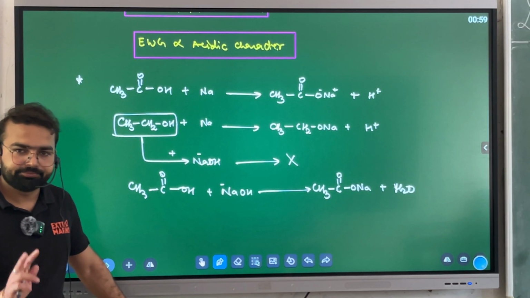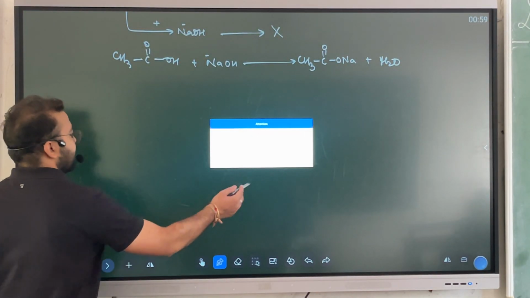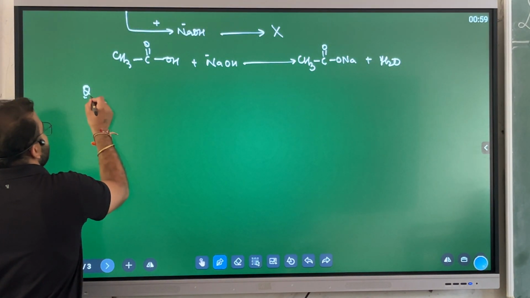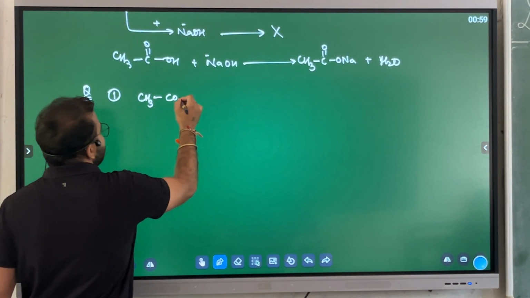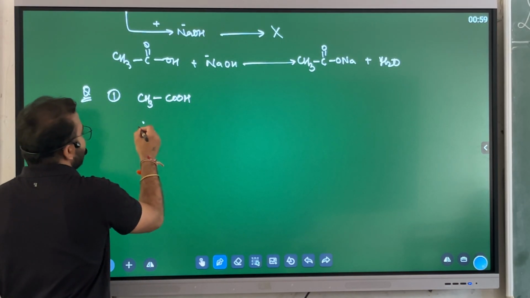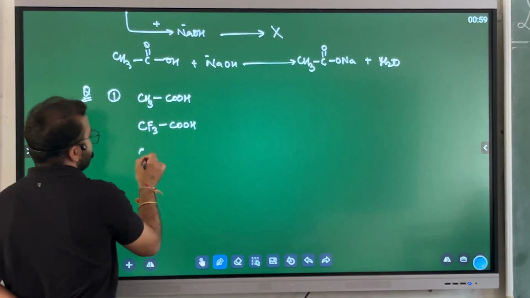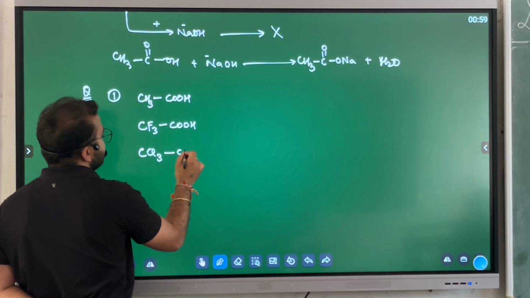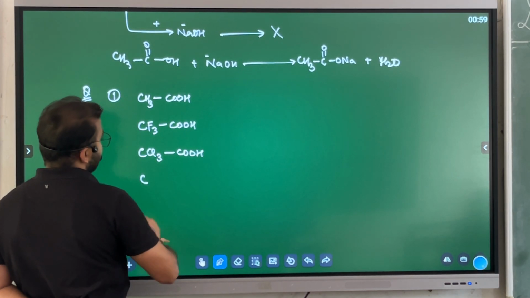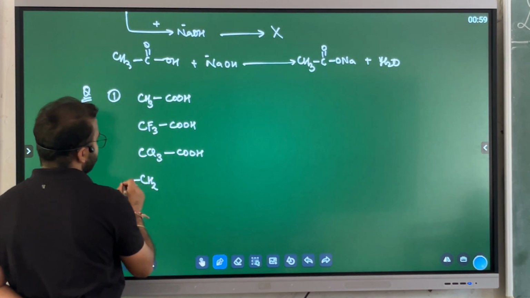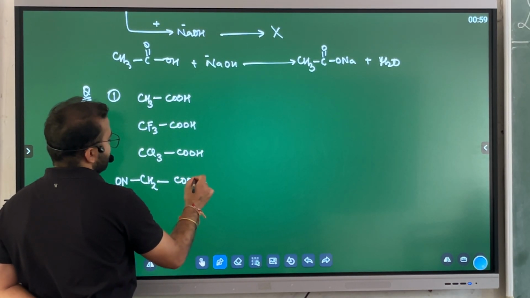First point is clear. Second, let's take a few more examples based on the electron releasing group. So question number one: first let's take CH3COOH, second I am having CF3COOH, third I am having CCl3COOH. One more I am taking, let's take CH2 single bond NO2 single bond COOH.